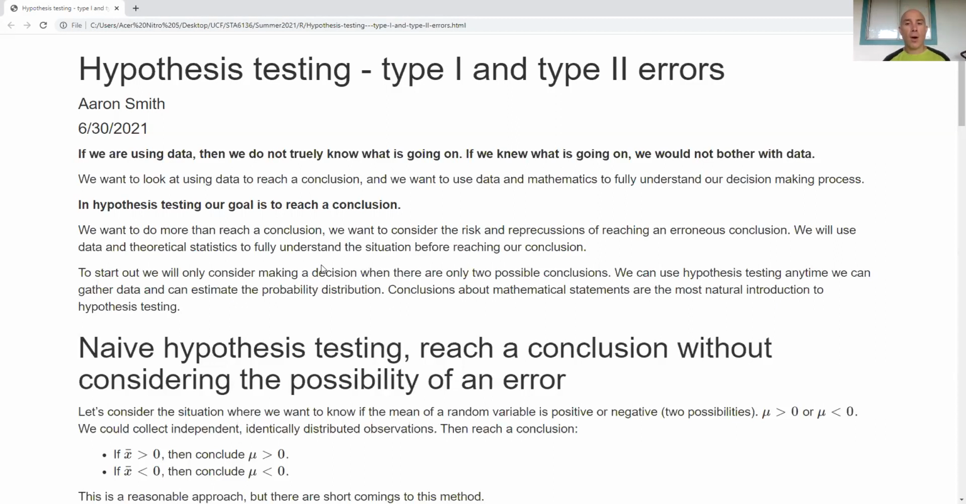To start out, we're only going to consider two possible conclusions. This is as simple a conclusion as possible: it's one or the other. We're going to have one of two choices, and we're going to conclude that one is correct and that the other is not. Potentially, we can use hypothesis testing anytime we can gather data and estimate a probability distribution, so we're going to be using data and probability distributions. It's most natural for us to start out with making conclusions in terms of mathematical statements, and so that's where we're going to start.